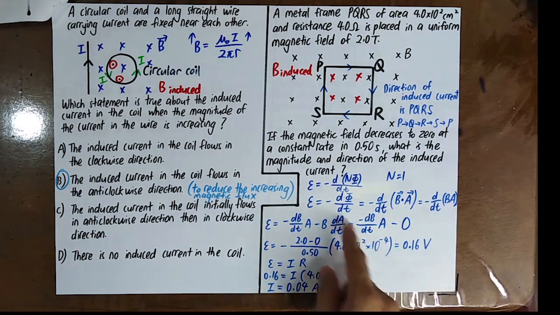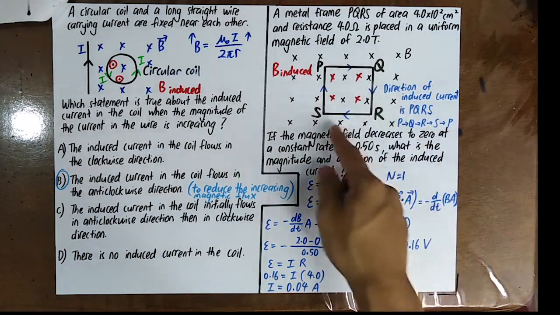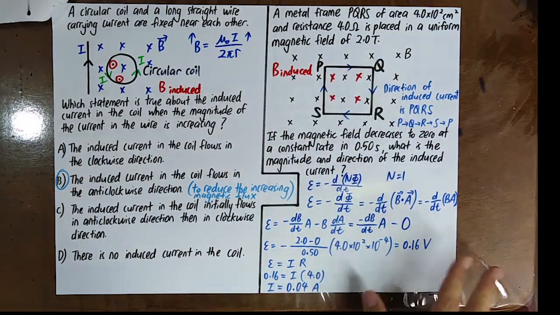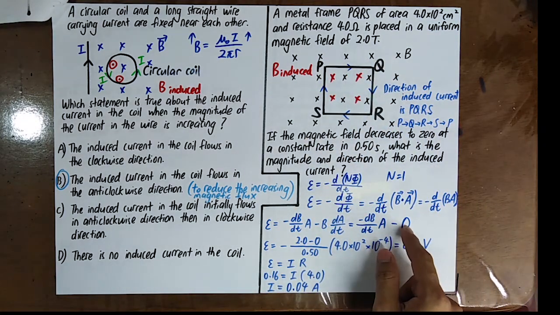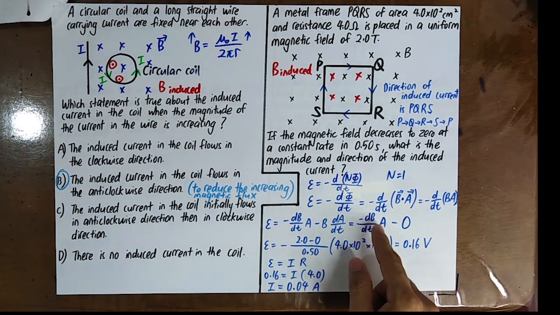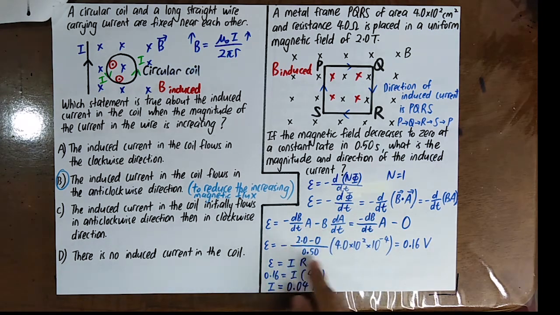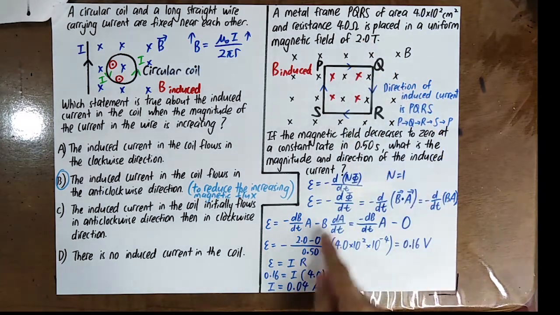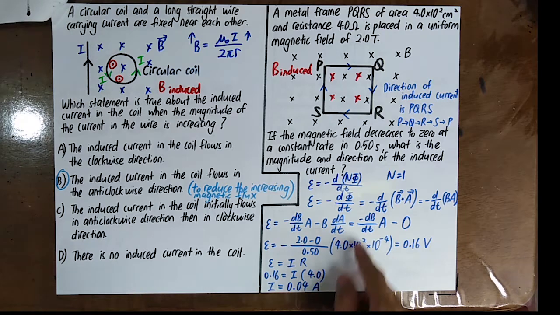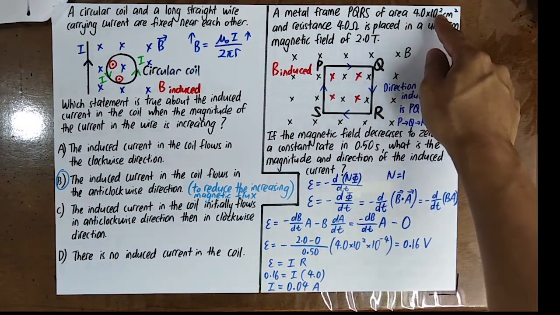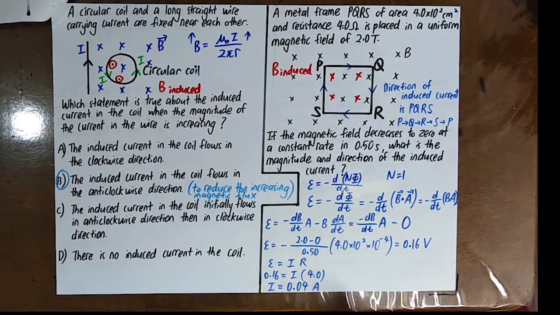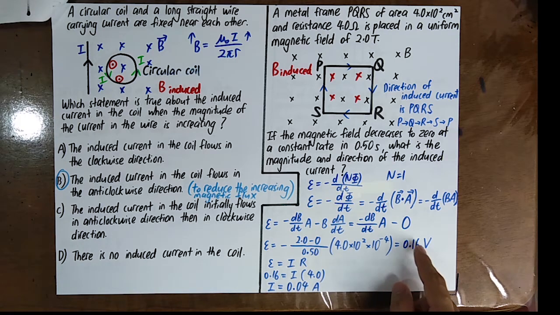Okay, so by using the partial derivative, you get this. And then you know that the area of the PQRS is not changing, so dA equal to 0. So dB over dt is like this, from 2 Tesla to nothing in 0.5 seconds. And then the area is 4 times 10 power 2 cm square. You change it into meter square, so you can get the magnitude of the induced EMF.